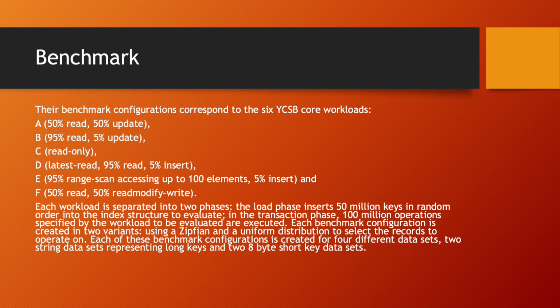Each workload is separated into two phases. The load phase inserts 50 million keys in random order into the index structure to evaluate. In the transaction phase, 100 million operations specified by the workload to be evaluated are executed. Each benchmark configuration is created in two variants, using a Zipfian and a uniform distribution to select the records to operate on. Each of these benchmark configurations is created for 4 different datasets: 2 string datasets representing long keys and 2 8-byte short keys datasets.